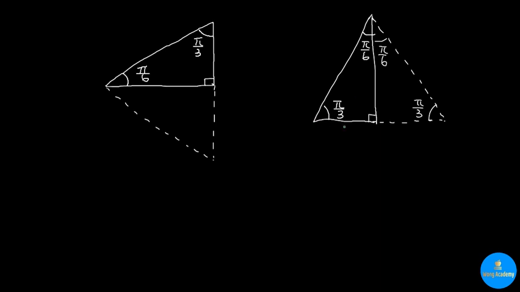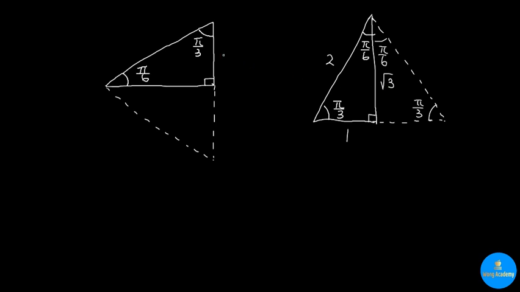Hence, if this leg has length 1, then this will be length 2. As a result, this is also length 2 because this is an equilateral triangle. With the help of Pythagorean theorem, we can find that this has length root 3.